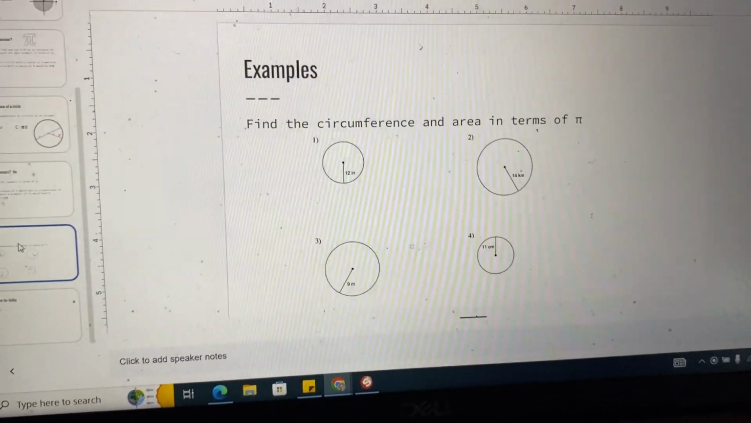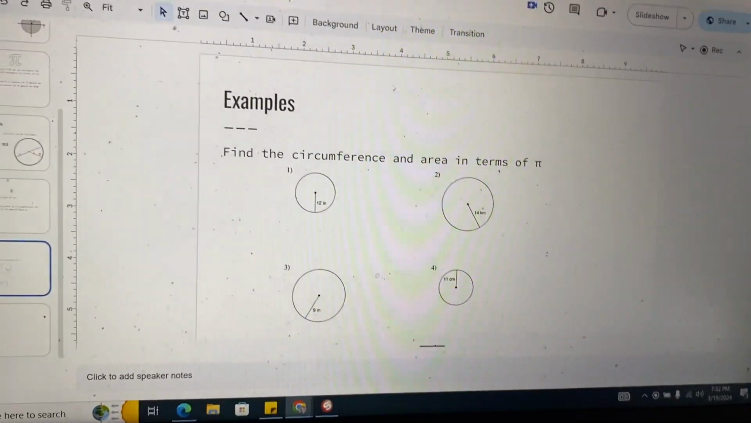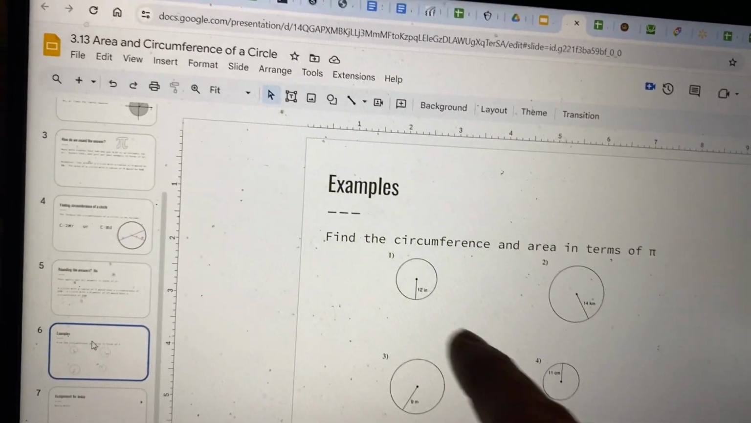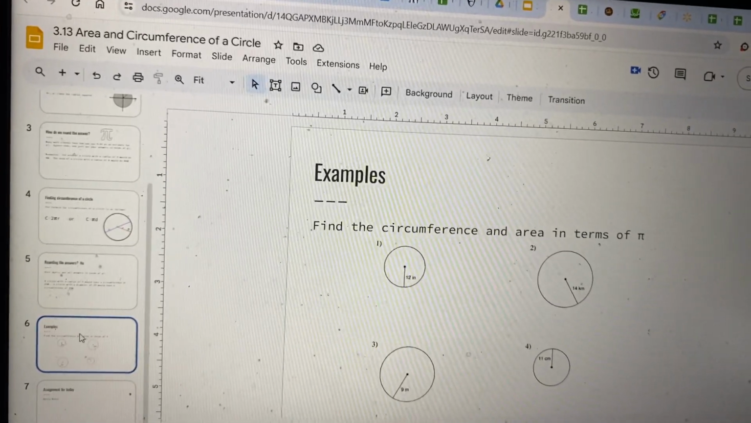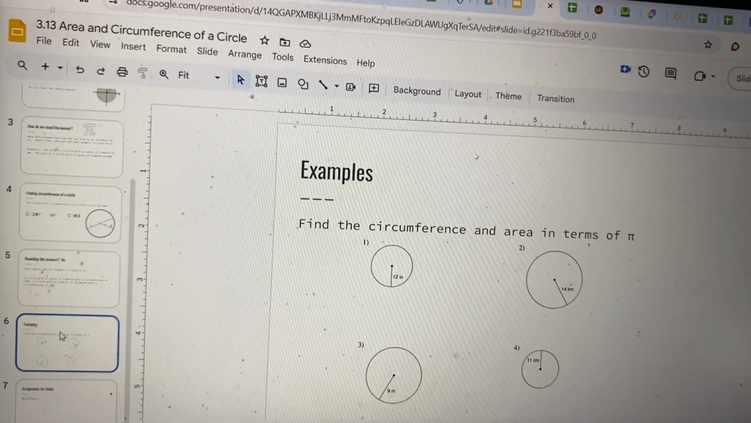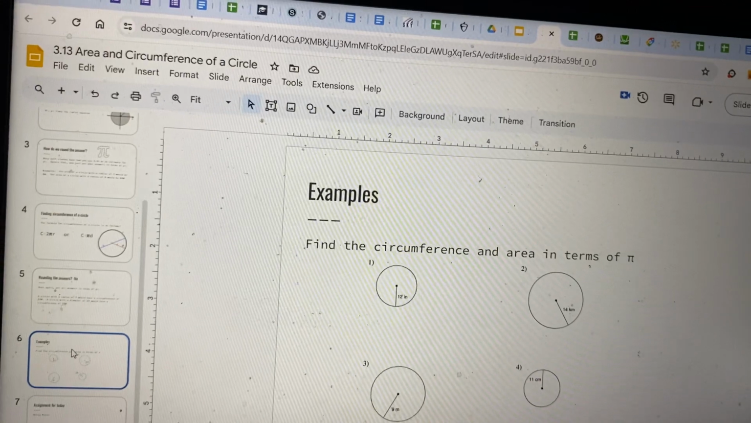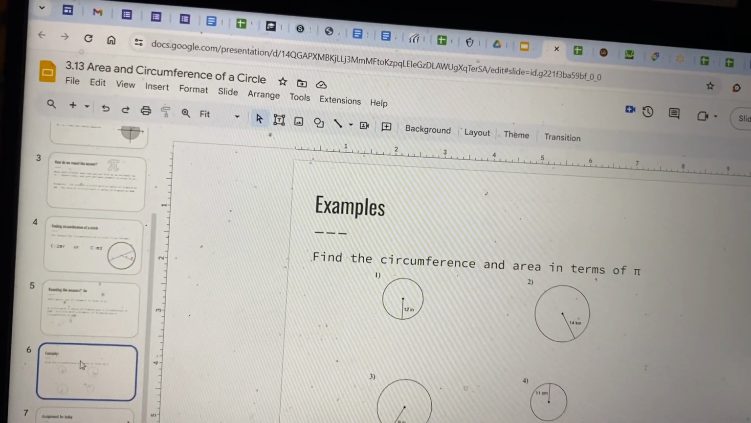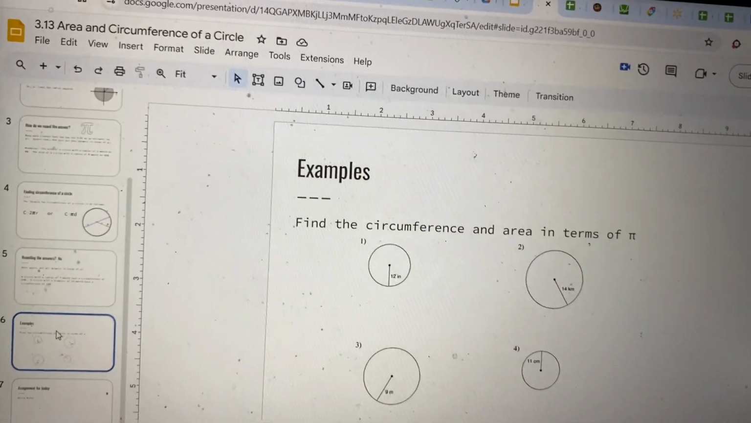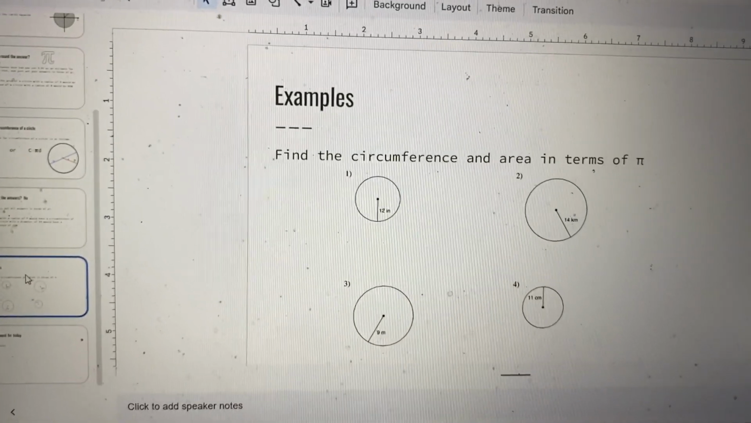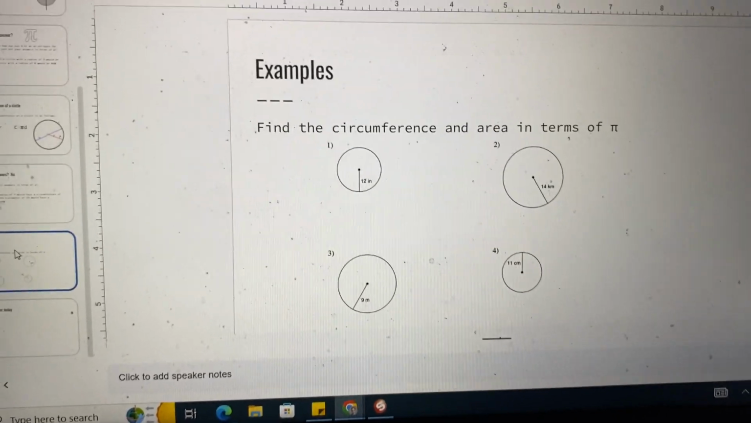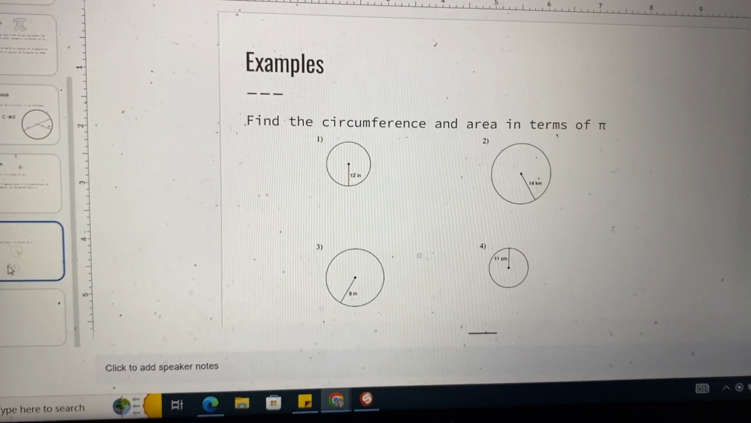So our sample problems here, the circumference and area in terms of pi. If this is 12 inches, then it would be 24 pi inches for the circumference and 144 pi square inches for the area. 14 would be 28 pi for the circumference, and it would be, I believe, 196 pi square kilometers for the area. 9 is going to give us 18 pi for the circumference and 81 pi for the area. And then 11 is going to give us 22 pi for the circumference and 121 pi for the area.